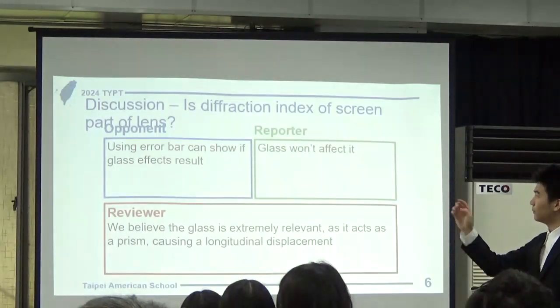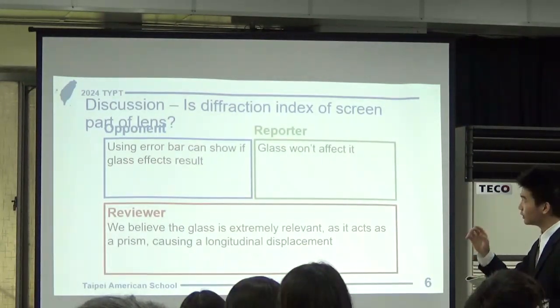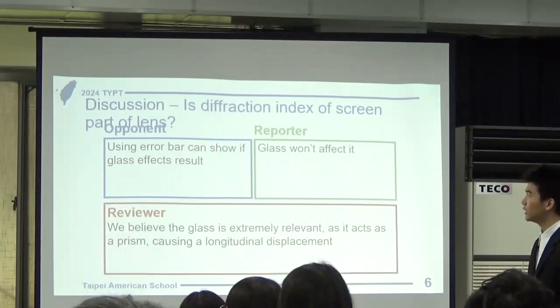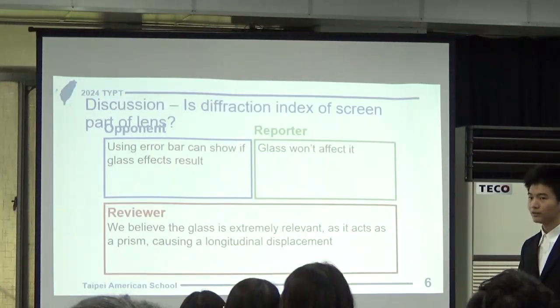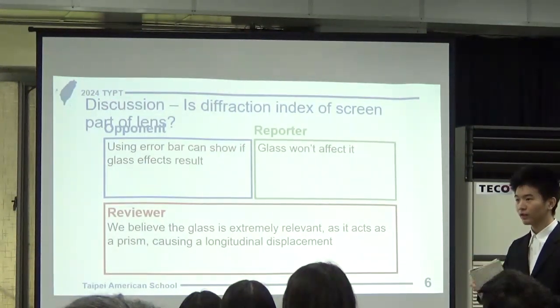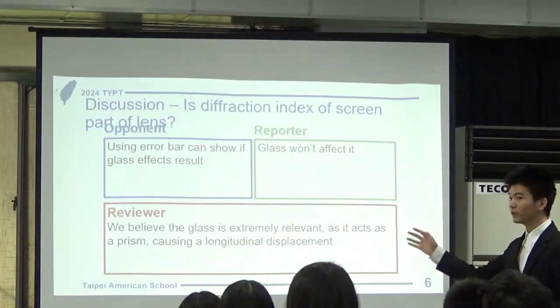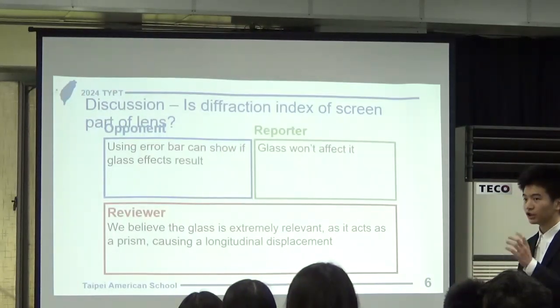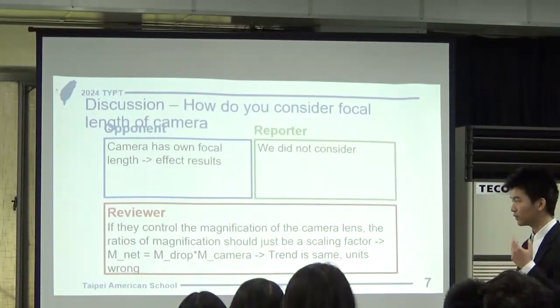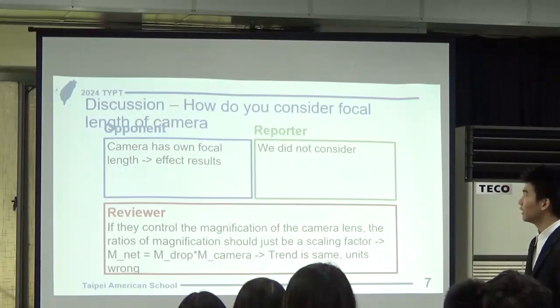Okay, next one. The second discussion was whether the refraction index of the screen is part of the lens. The opponent says that the refraction of the screen is part of the lens and should be included in the lens equation, and that the glass will affect it. However, we believe that the glass is extremely relevant because it's an additional prism that affects longitudinal displacement of the lens without affecting the magnification.